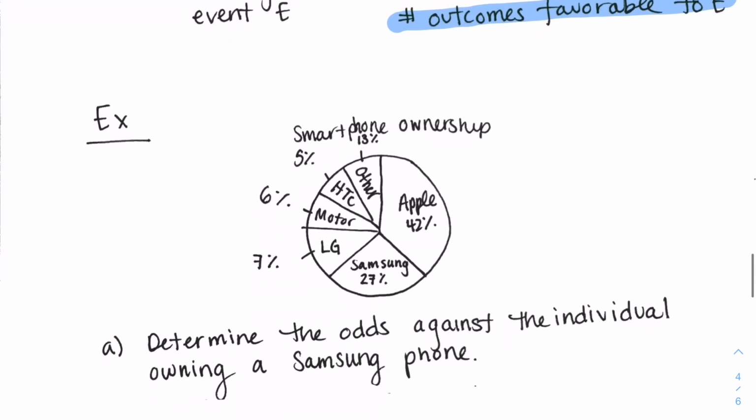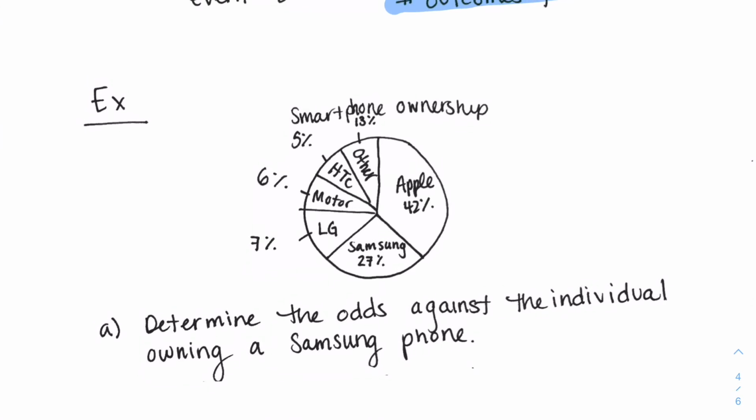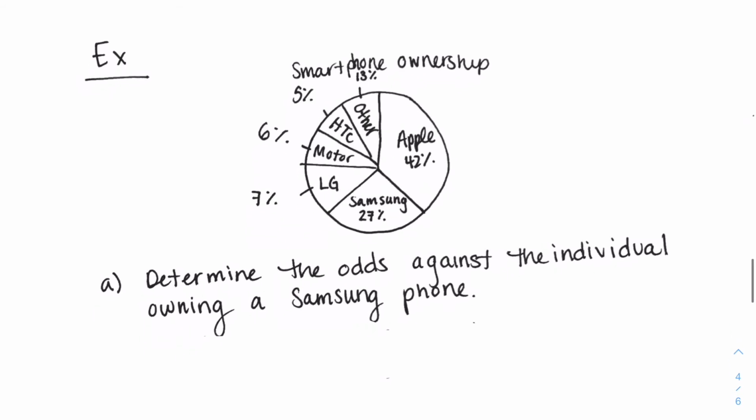We've got smartphone ownership in the country. So we've got the percentage for all these different corporations. So we want to determine the odds against the individual owning a Samsung phone. So basically, if I select one of these people at random that did the survey, what are the odds against the individual owning a Samsung phone? So if we look in our little chart, 27% of the population owns a Samsung device. Okay?